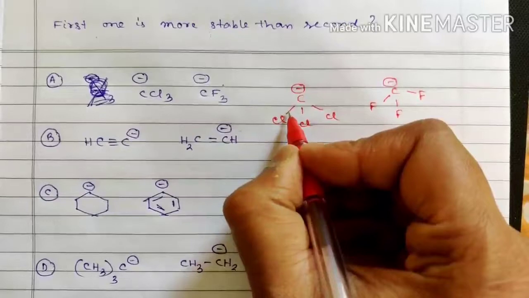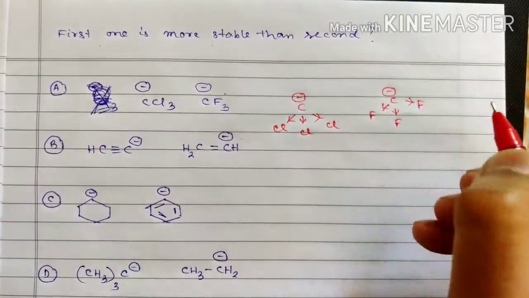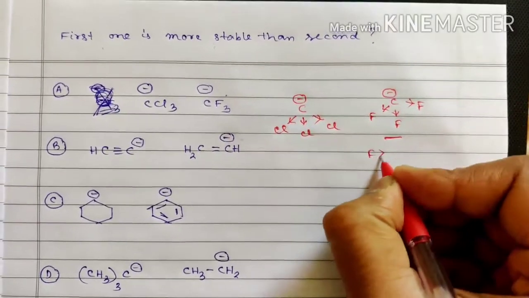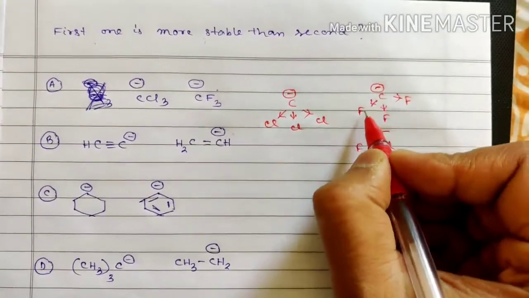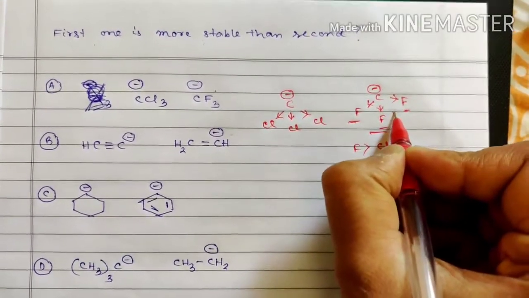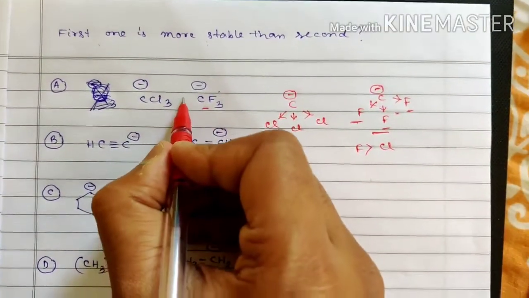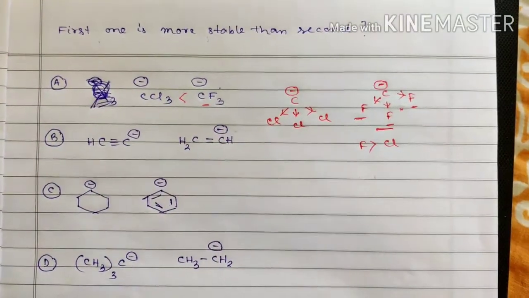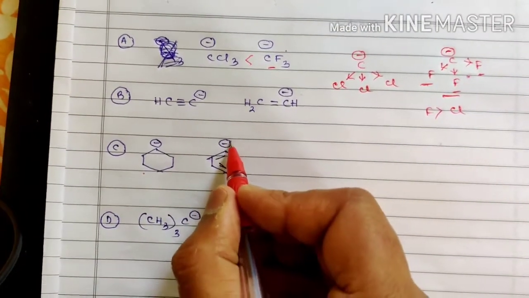We all know that chlorines can drag the electrons, and fluorines can also do the same. The capability of fluorine in this case is greater, so the negative charge will be dragged away by these 3 fluorines in a much better way. So here the second carbanion will be more stable.